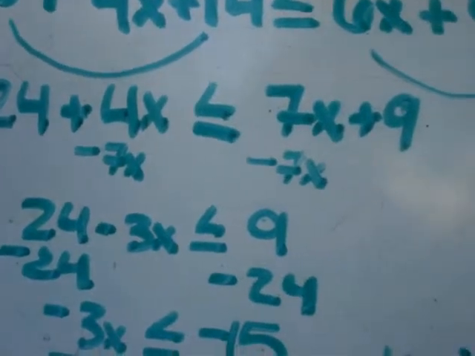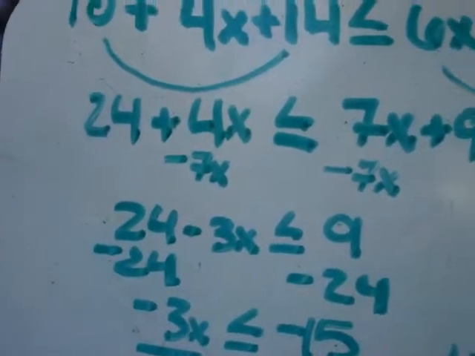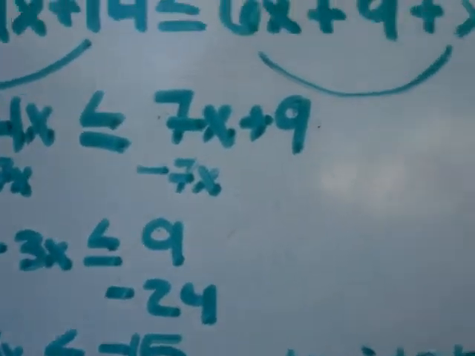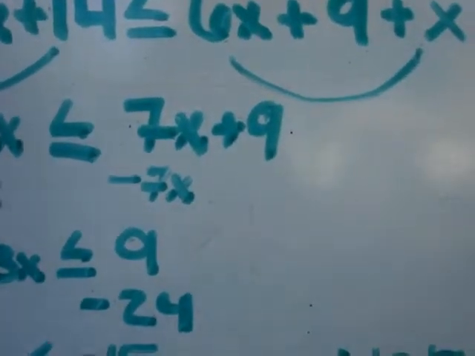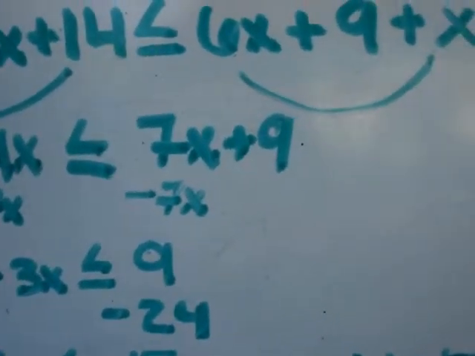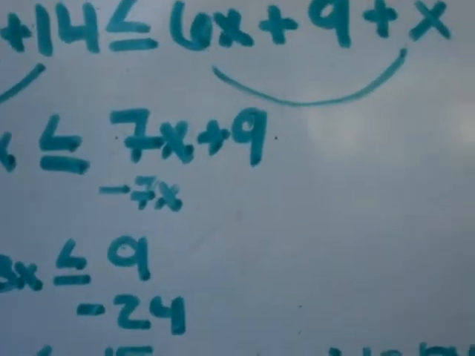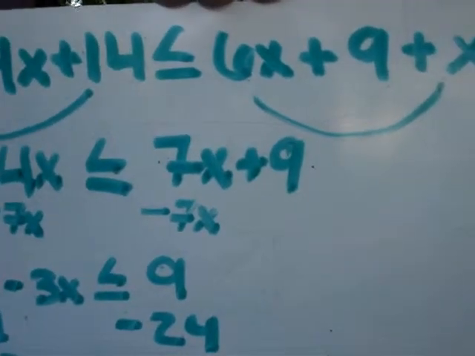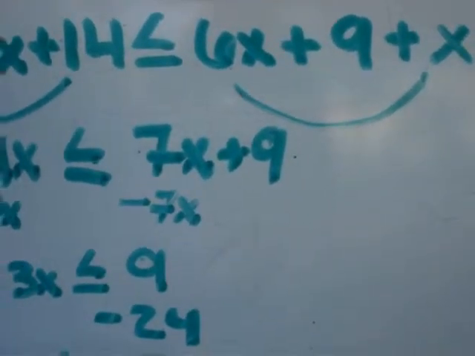So with that would be 24 plus 4x less than or equal to... oh look, now we have another one on the other side. 6x plus x can go together. So by having those all together, now it's 24 plus 4x less than or equal to 7x plus 9.